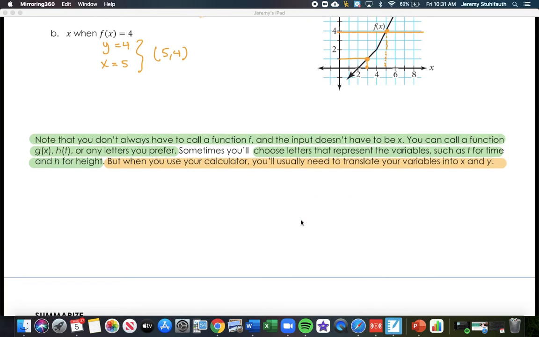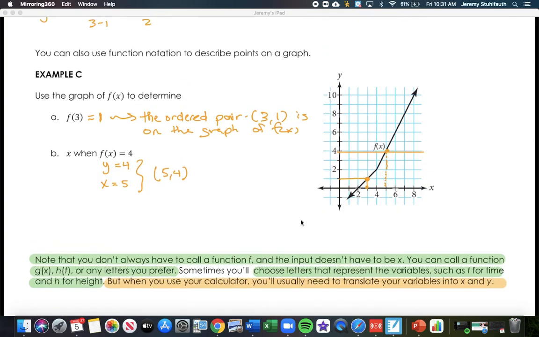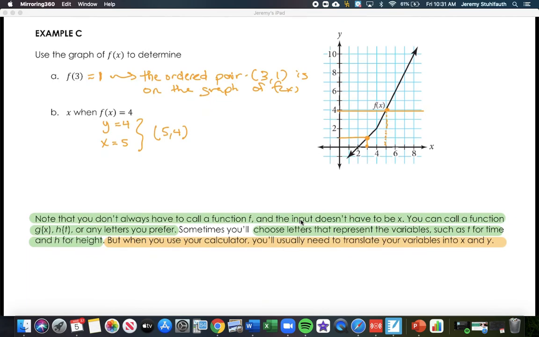Now, one thing to make note of, since we saw f and g in here, we don't always have to use f for the name of the function, and the input doesn't always have to be x. You'll notice in our next lesson in chapter 8 that instead of x, we'll see t. Instead of f, we'll see h. And a lot of times you can choose whatever letter you want to represent the name of the function or the variable.